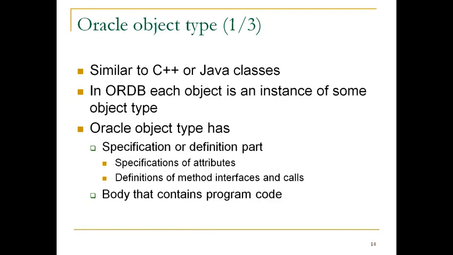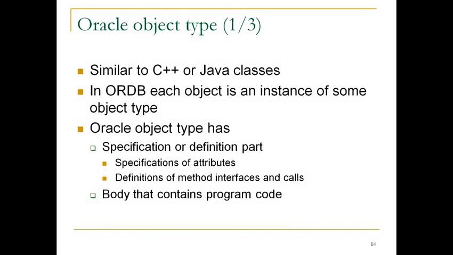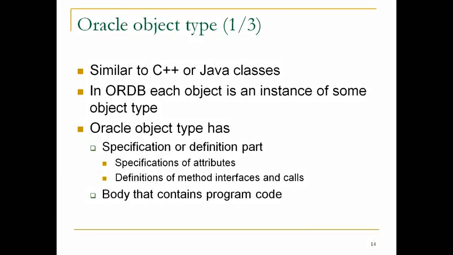So, what is this object type? It is almost the same as a C++ or Java class. If you know something about these things, then it will be much easier for you to understand. So in the object relational database, each object is an instance of some object type. We create a type, and then we can create its instances.